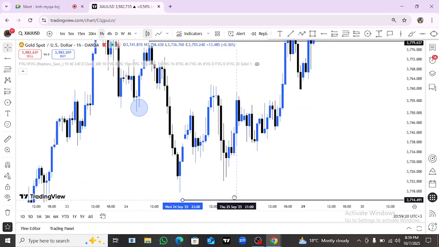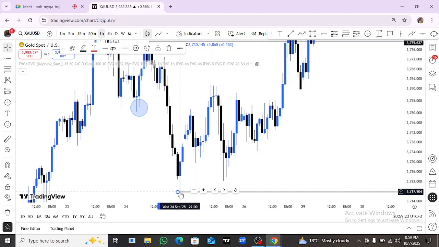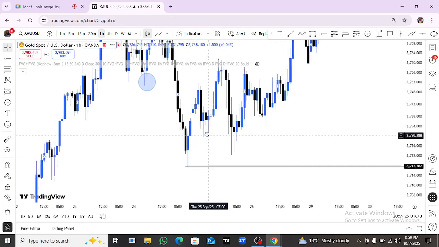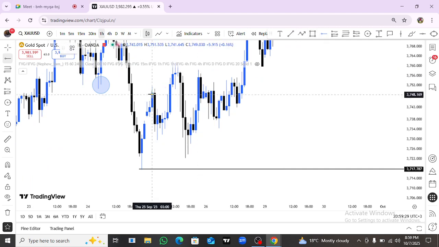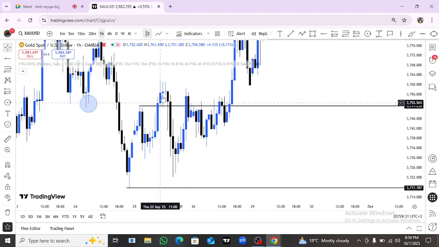Let's look at this one over here. This is a low, so that is the old low. You can see that price has not tapped on that low. We have this one as our high. Price came back and pumped on it, then it has dropped.